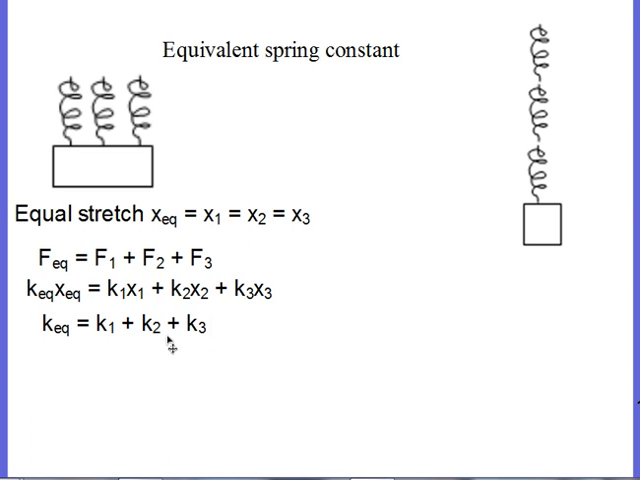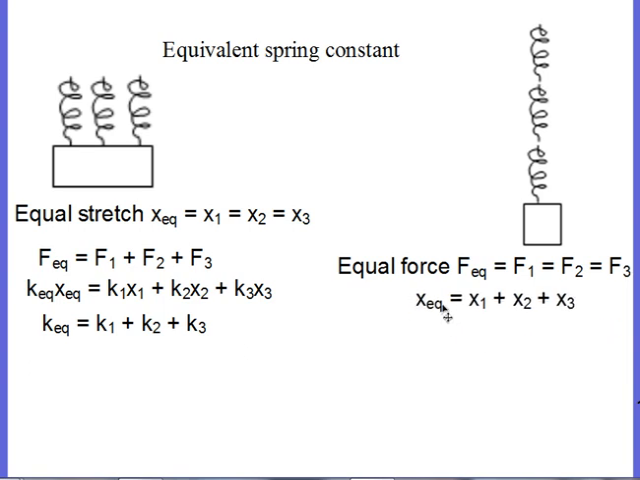Springs in parallel, you add their spring constants to get the equivalent spring constant if this were represented by a single spring. When you put them in series, what's going to be true is that the force is going to be the same throughout. That's a kind of a tension issue. So the force exerted by these represented by one spring, the equivalent force, is the same as the force in each of the individual springs. However, the stretch that you get is going to be the stretch of this spring plus the stretch of that spring plus the stretch of that spring.